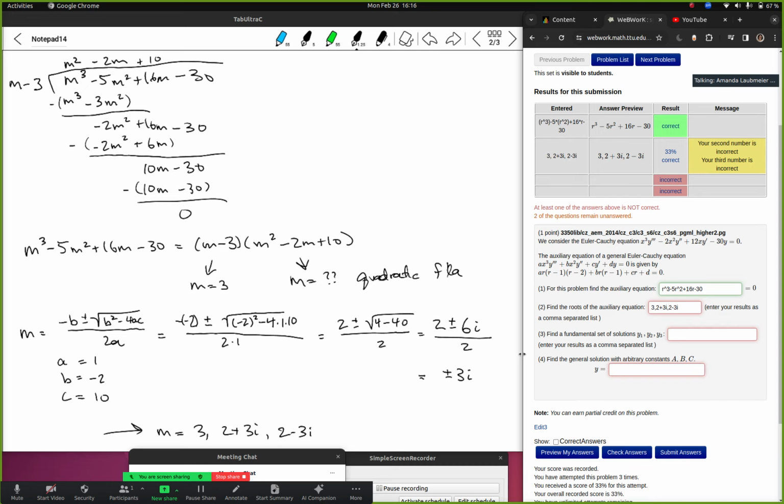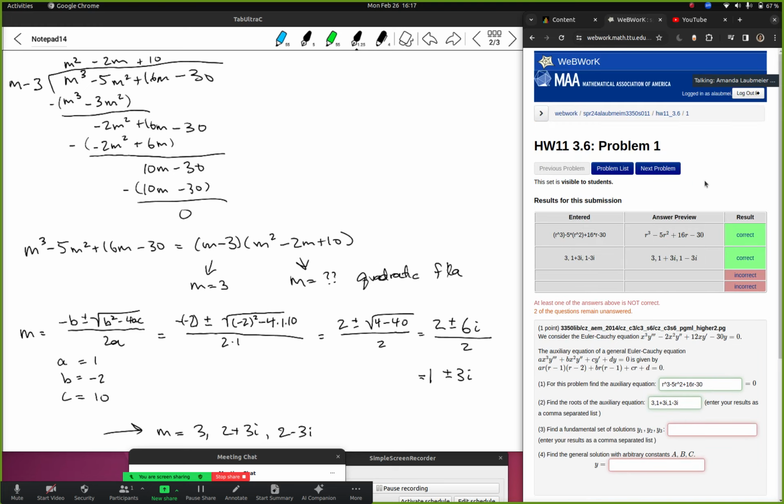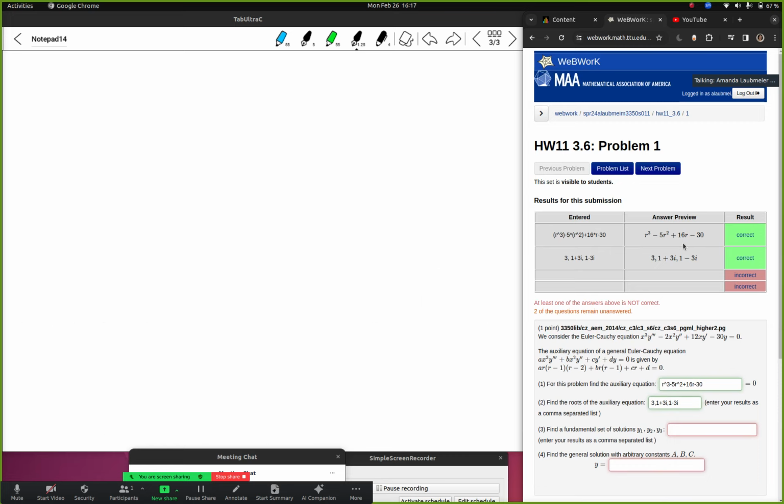2 over 2 is 1. So I just copied down, this should have been 2, not 4. And that kind of went through my whole answer. Let's see if that is correct. Yes, okay, phew. Okay, so those are my roots. M equals 3, 1 plus 3i, 1 minus 3i.